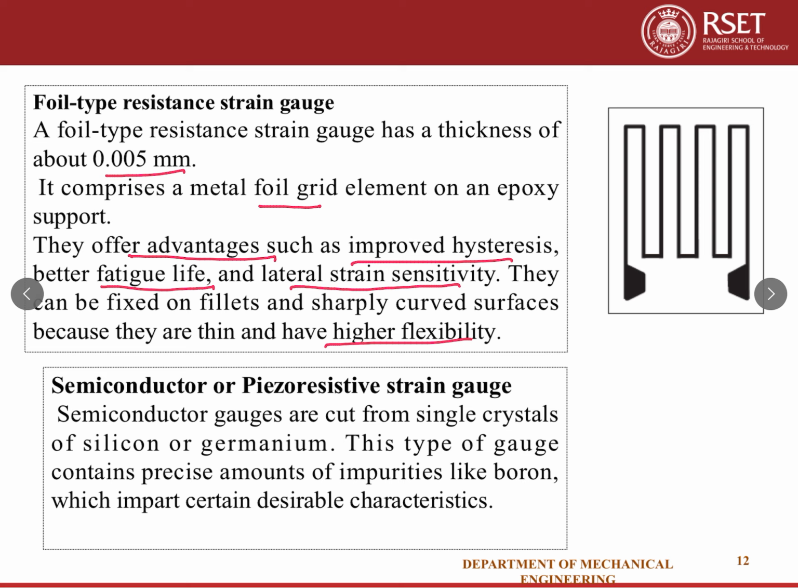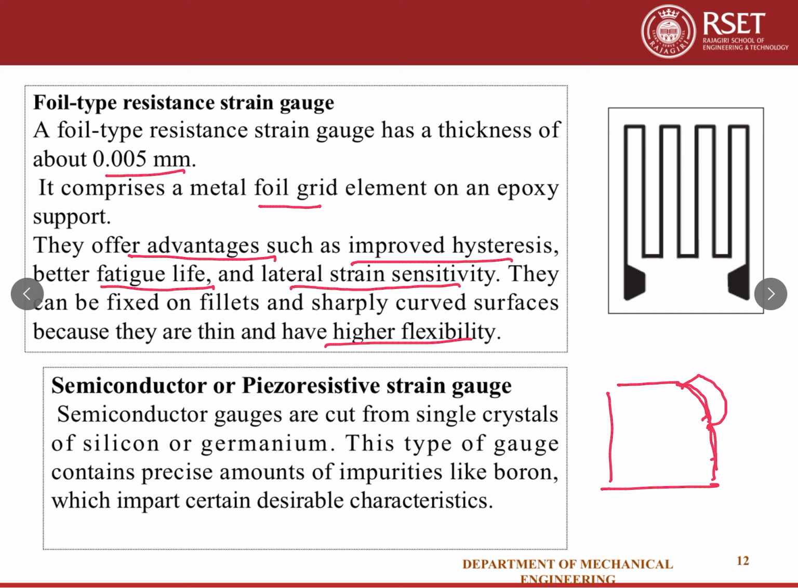So this foil type resistance strain gauge, they are highly flexible. They can be placed on the fillets because they are highly flexible.